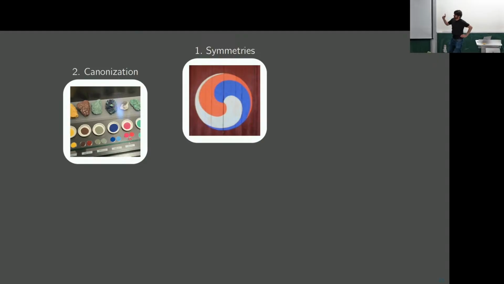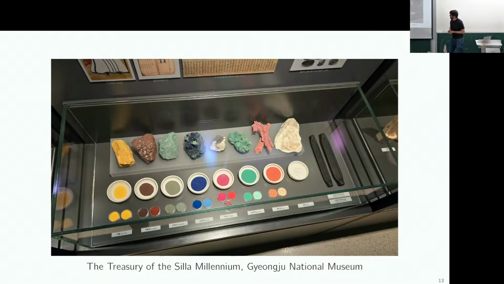So the second thing I want to talk about is canonization. And what we see here, these are actually different kinds of pigments from the Gyeongju National Museum. And the way you should think of this is that this is a database where you have different pigments, and then you can put it into a kind of common form, and then look up in the database what it is. So whether it's a coral or some hematite or something like that.